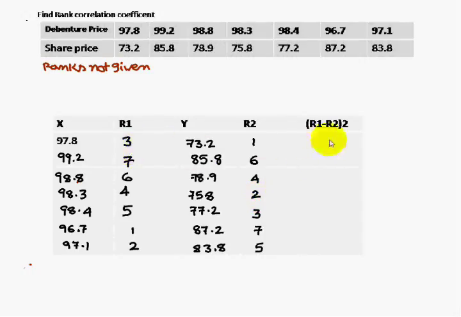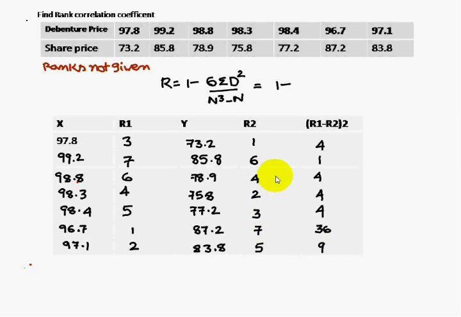So next, the difference of the ranks whole square. 3 minus 1, 2 whole square is 4. 7 minus 6, that is 1 whole square 1. 6 minus 4, it is 2 whole square 4. So on and so forth you are going to get like this.